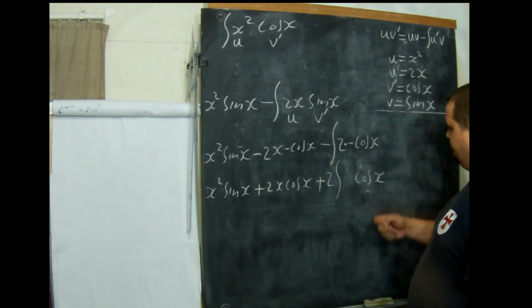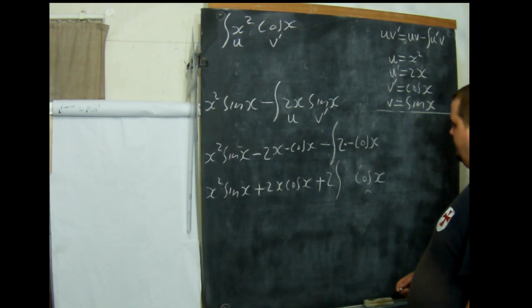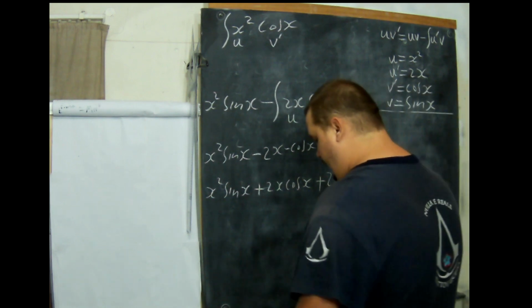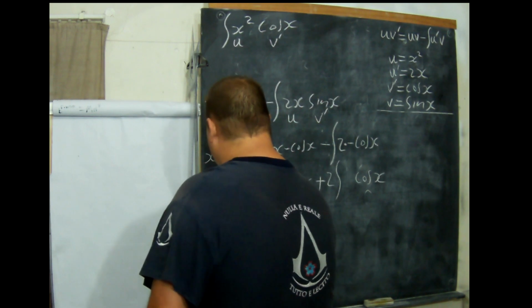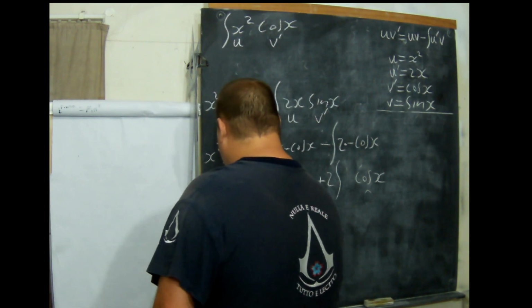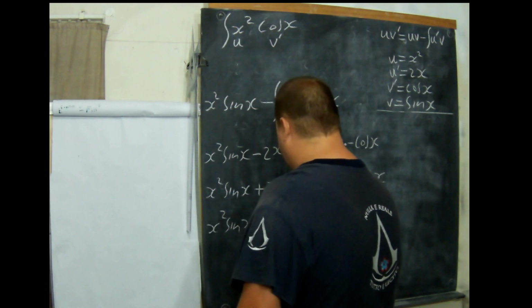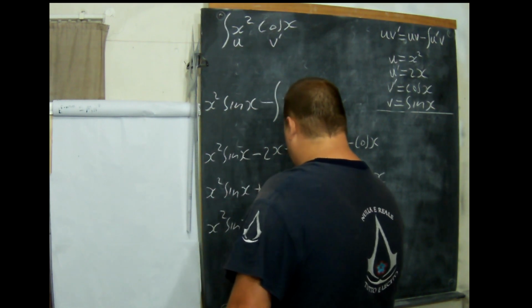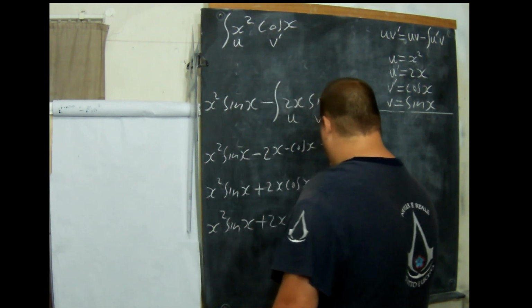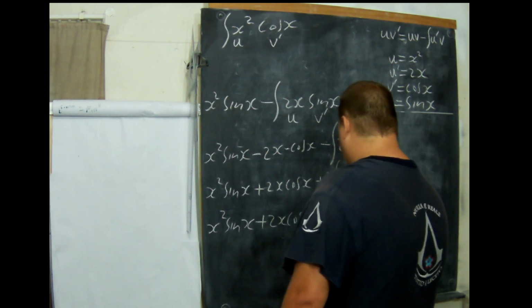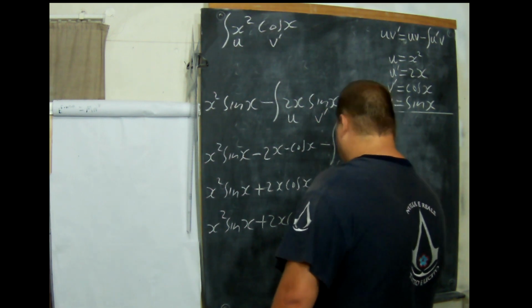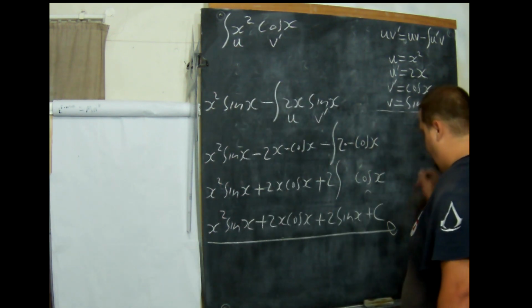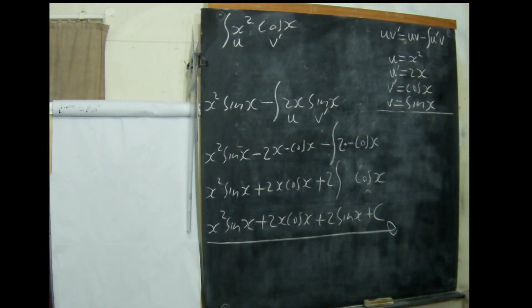So what we have here is cos x. So the integral of cos x is sine x. So we have x squared sine x plus 2x cos x plus 2 sine x plus c. And that is our final answer of this integration.